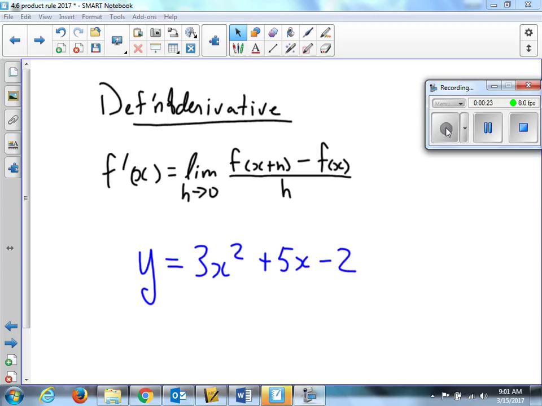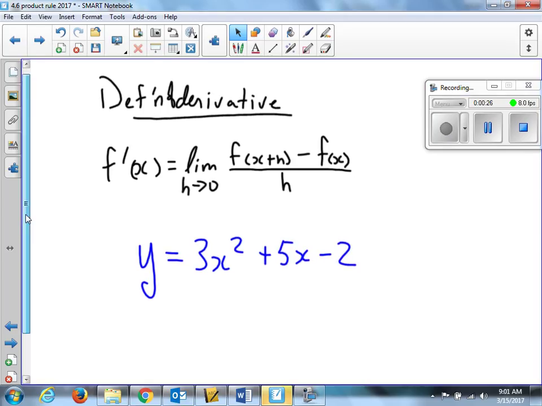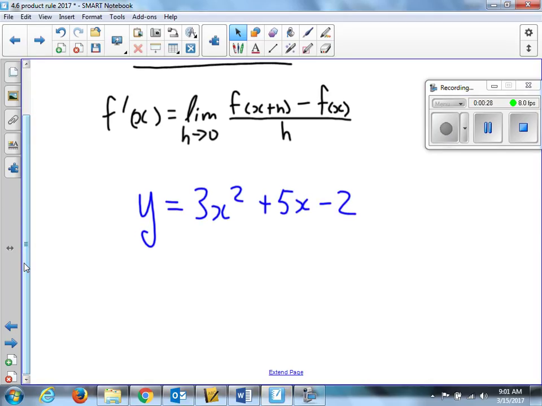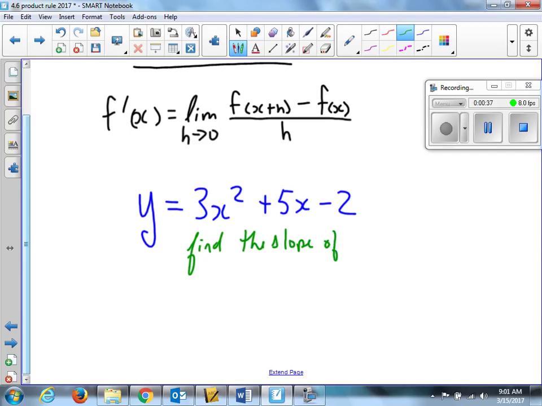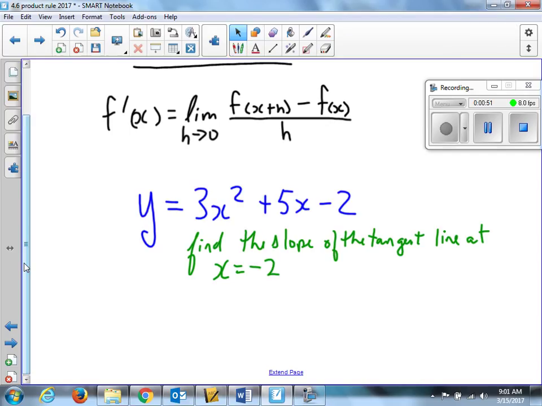So if we have this as an example, I want to review our rule from yesterday, the shortcut power rule. If I said, find the slope of the tangent line at x equals -2. What we need is a formula that gives us the slope of the tangent line to this function, this quadratic function.